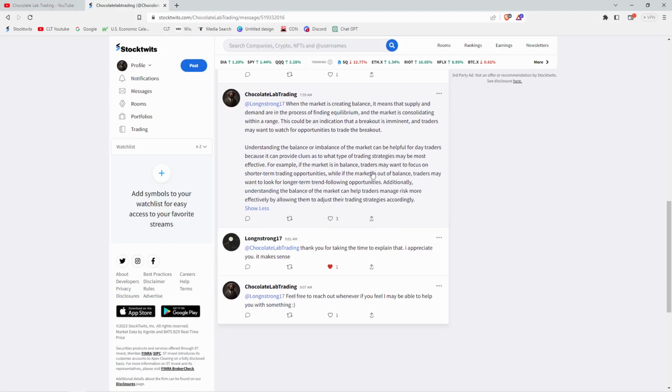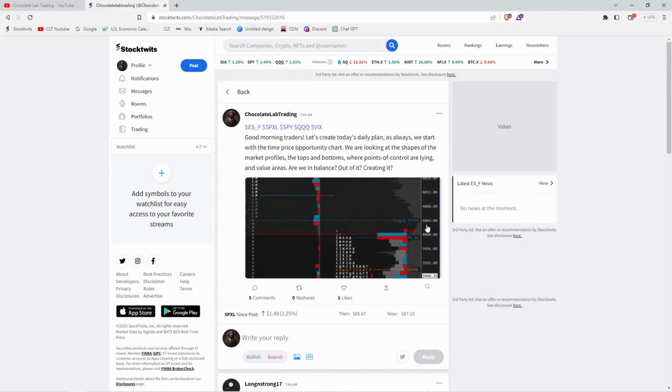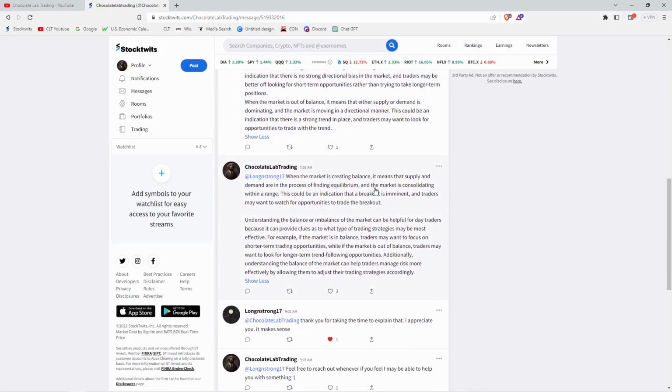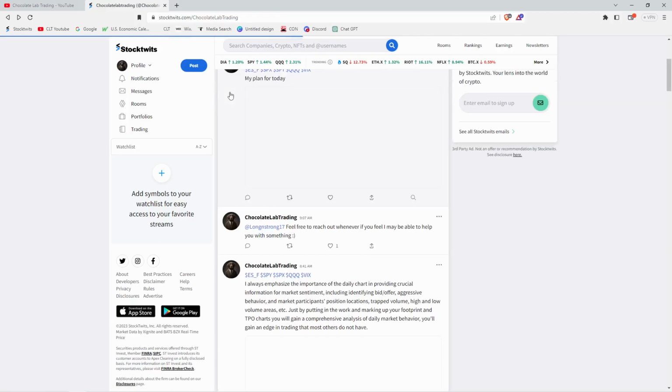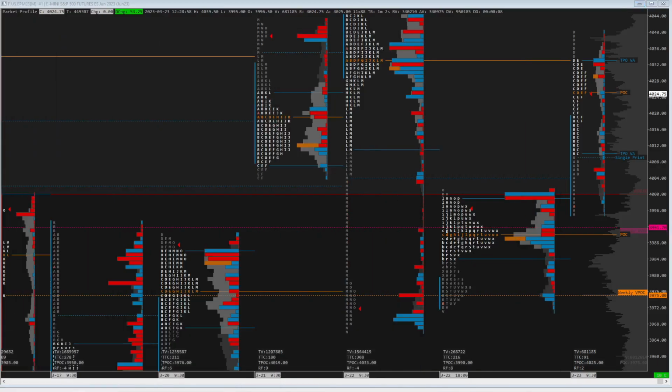For example, if the market is in balance, traders, we went over this. If you like, obviously just pause it and take a read. And this is something that's very, very key that I don't think a lot of day traders, at least from what I see on StockTwits, incorporate in their trading. And I think it's very important. All right, so let's get back to the charts.